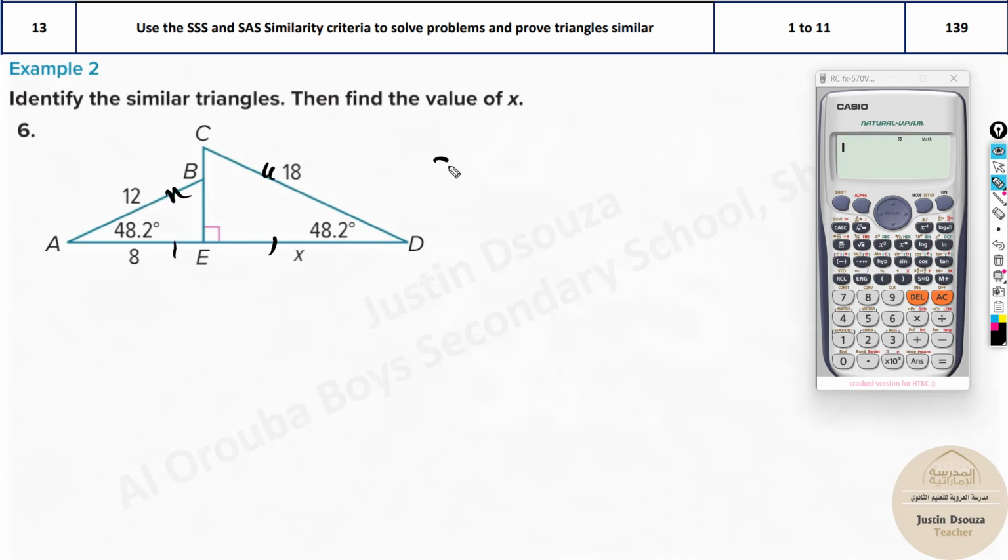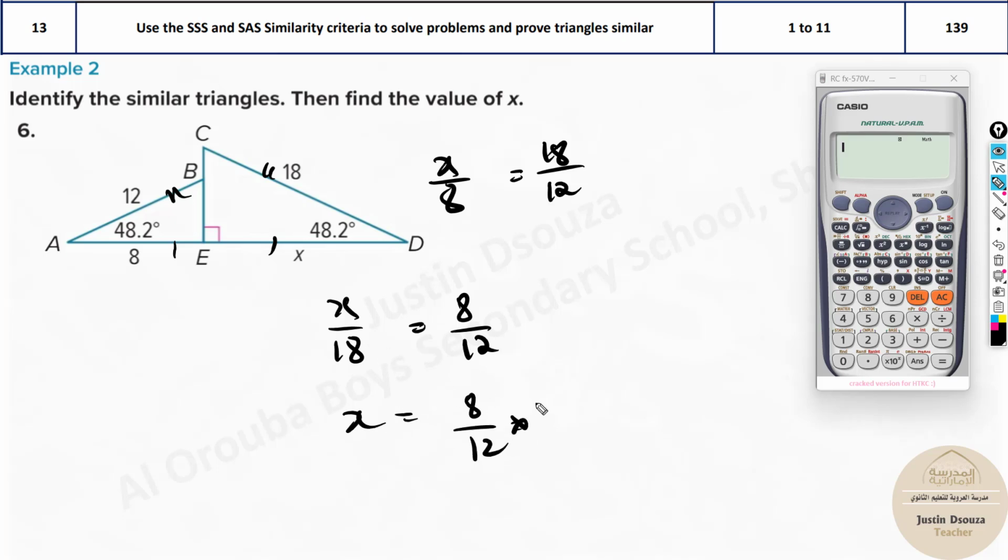So what I'll do is x divided by 8 will be equal to 18 divided by 12. Or you can even use both the sides of the same triangle. x divided by 18 will be equal to 8 divided by 12. Anything is correct. Ultimately the answer will be the same. You take it to the other side, that will be multiplied by 18. 6 2 times, 6 3 times, 2 1 time, 4 times, 4 3s are 12.